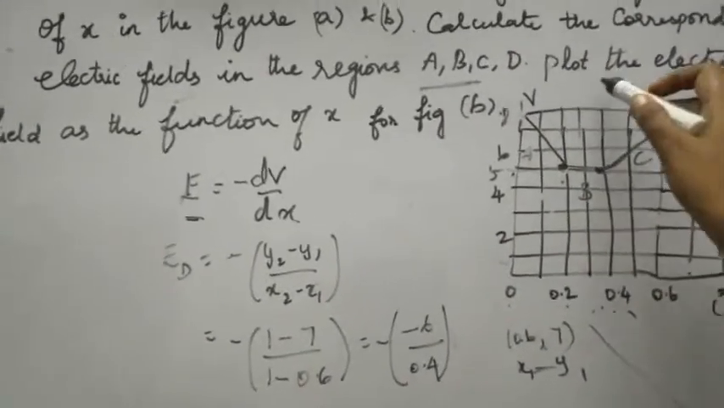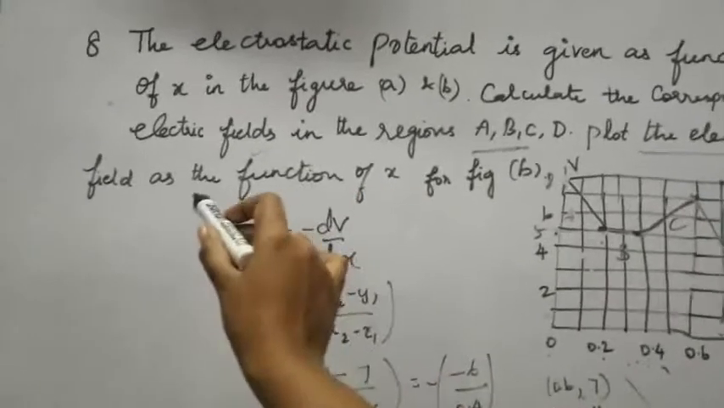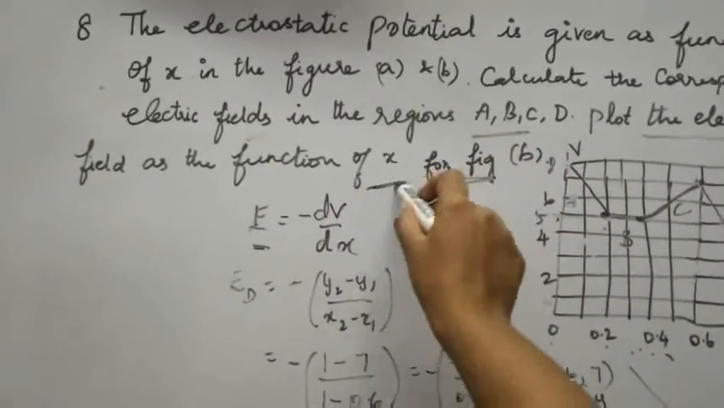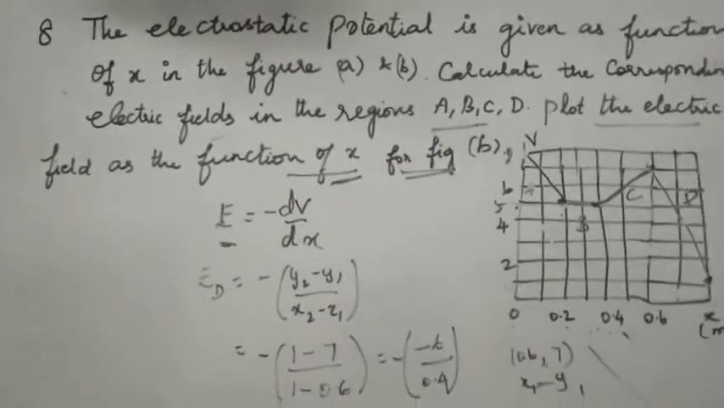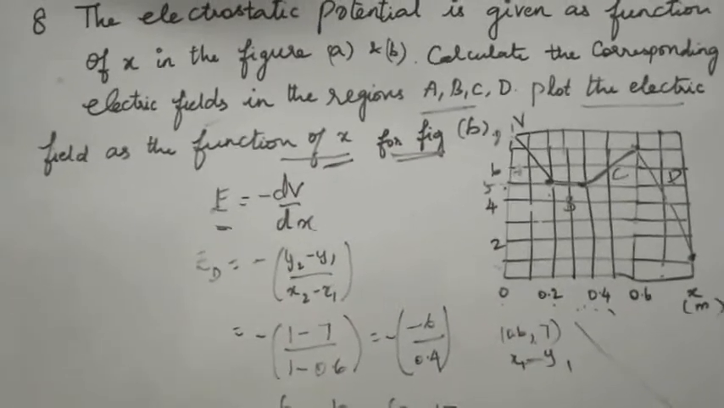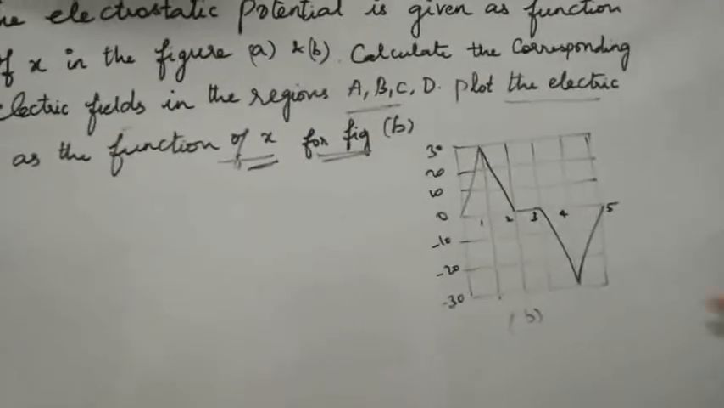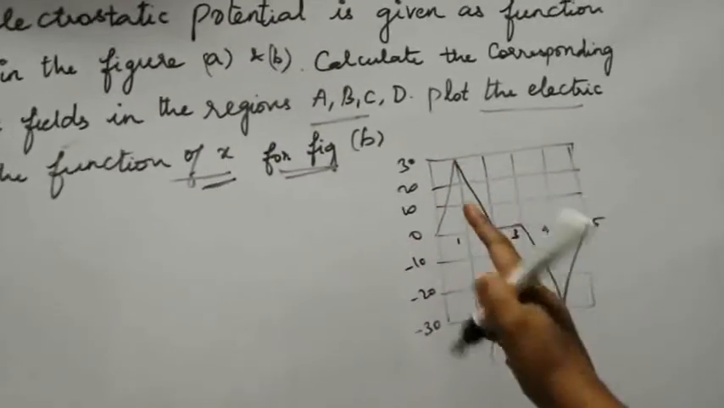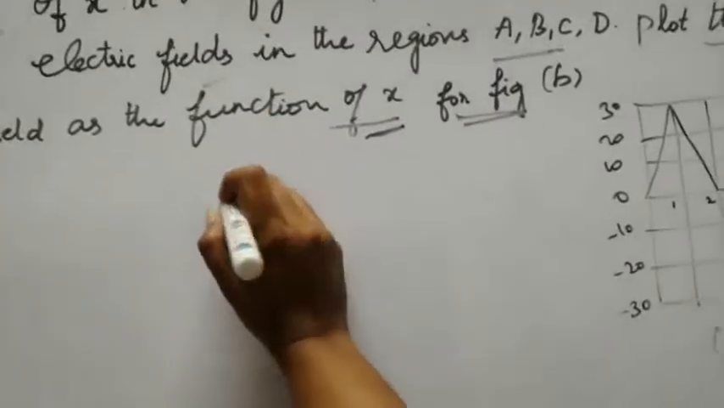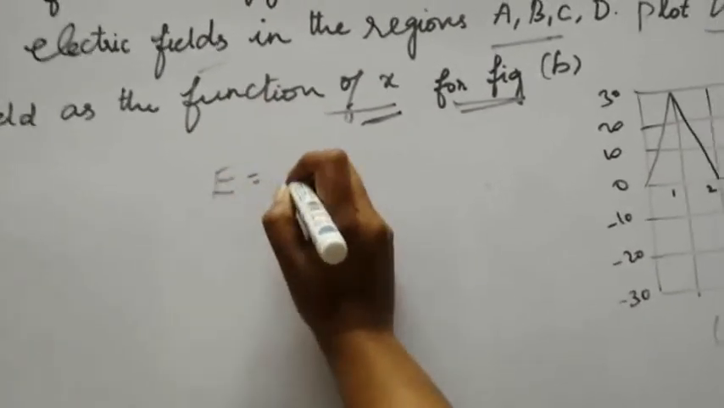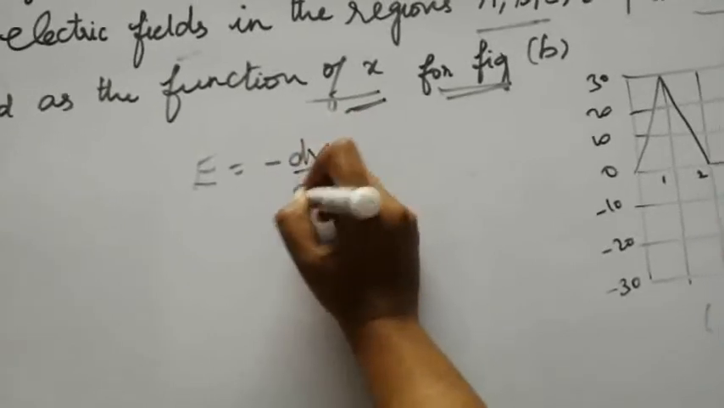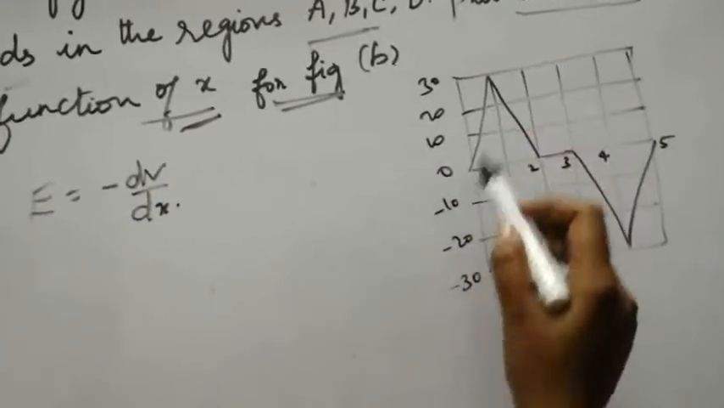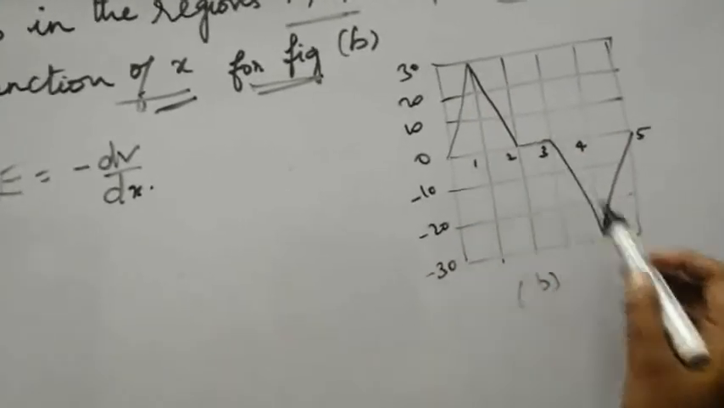Next question is to plot the electric field for figure B, with respect to a function of x. So let us proceed with figure B. Figure B is given like this, and again we have to find the electric field value. It is minus dV by dx. You have to go for the regions, slope 1, 2, 3, 4 and 5.